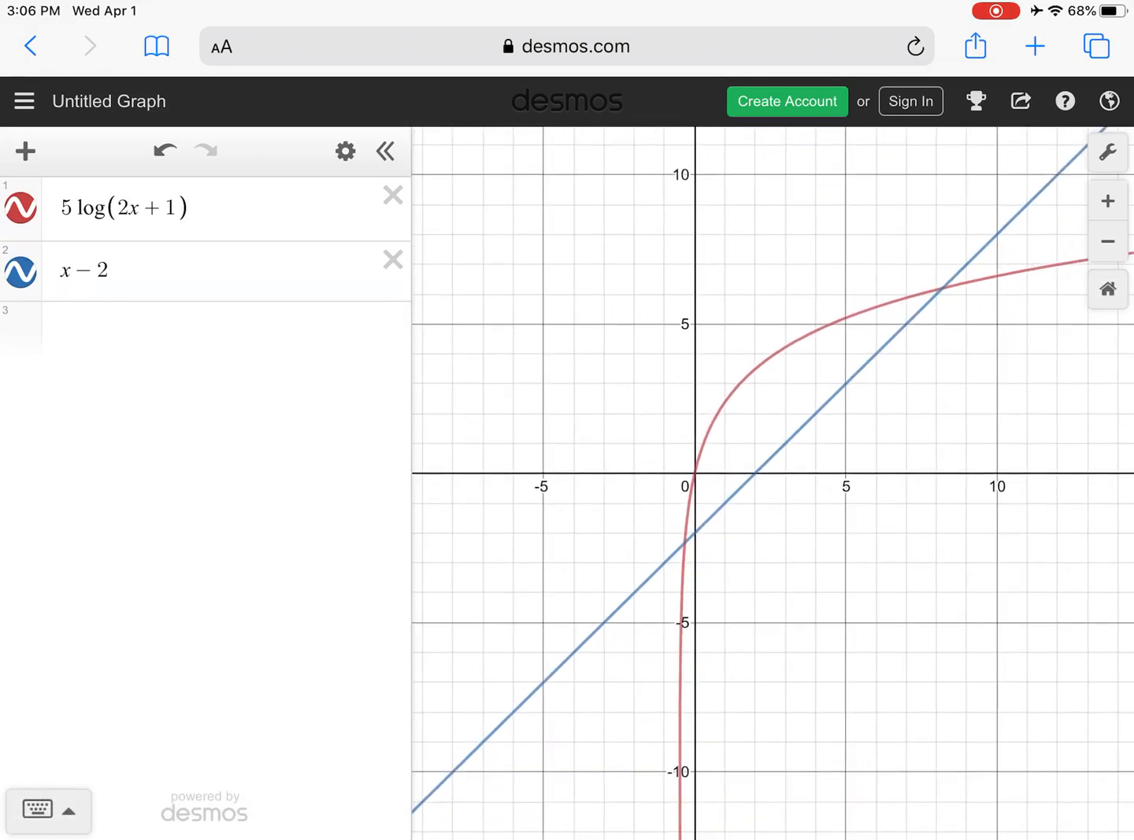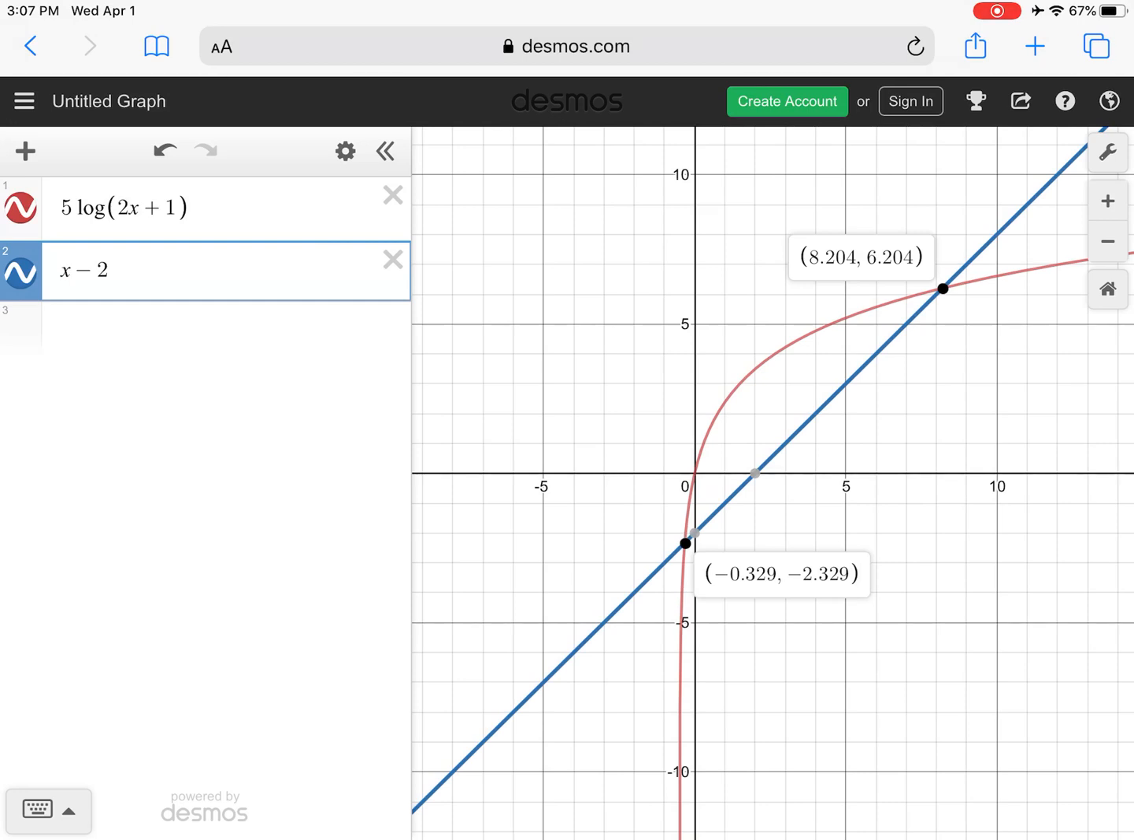Notice here on the graph that we have two intersection points. Our first one is here at 8.204, 6.204, and our second one is negative 0.329, negative 2.329. So those are our intersection points.